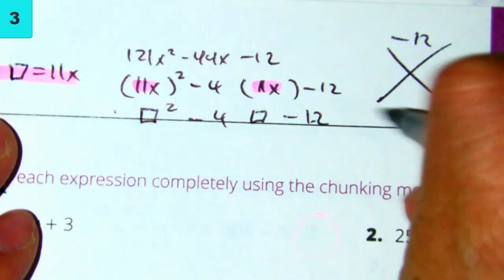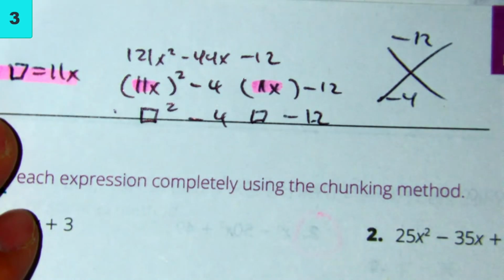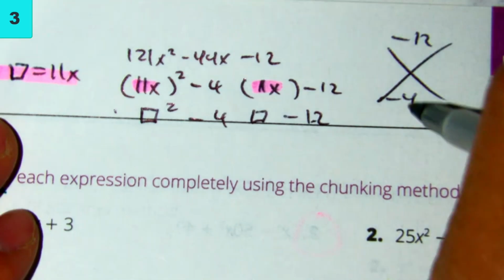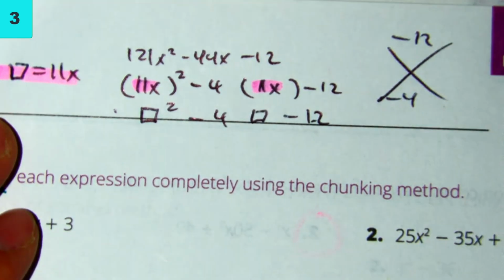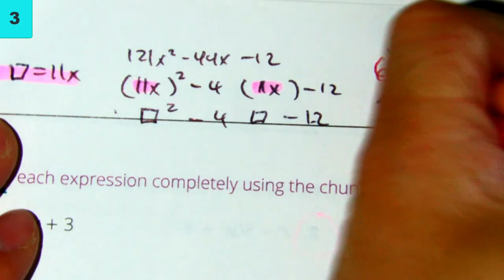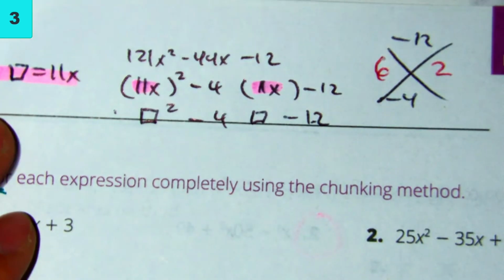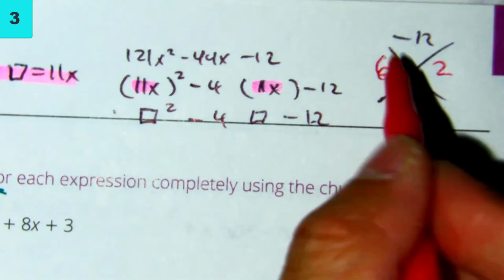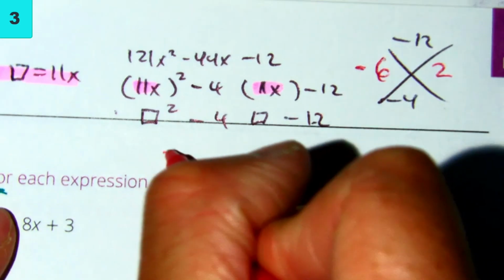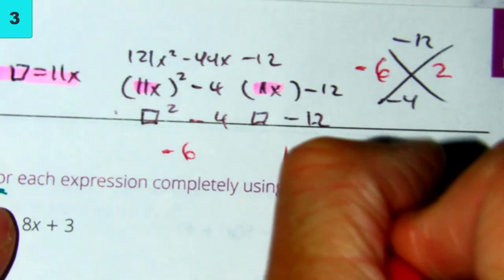A times c is negative 12. B value is negative 4. Two numbers that multiply to be negative 12 but add to be negative 4. What two numbers? 6 and 2. Which one is negative? So now I'm going to have negative 6 and positive 2.